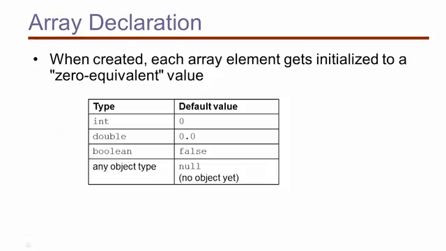When an array is created, all elements of the array will be initialized to the 0 equivalent value for the base type of the array. That means arrays of type int and double are initialized to 0 values. Arrays of type boolean are initialized to the value false, and arrays of object type, including strings, are initialized to the special value null, which means there is no object yet.